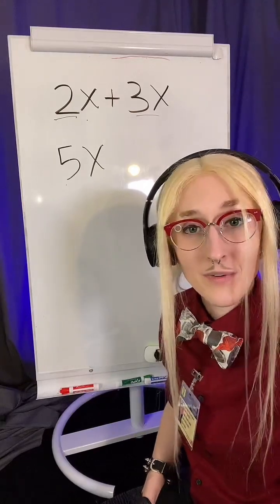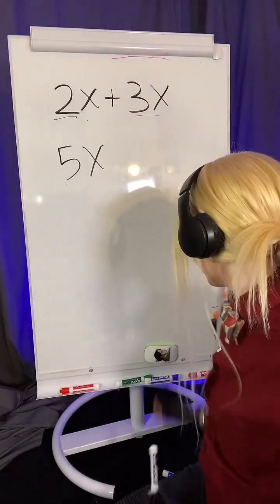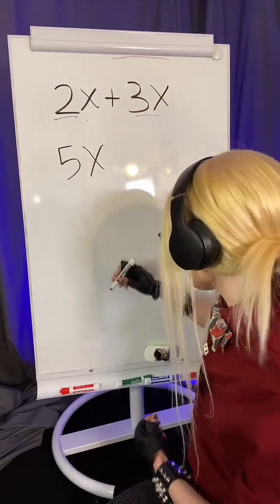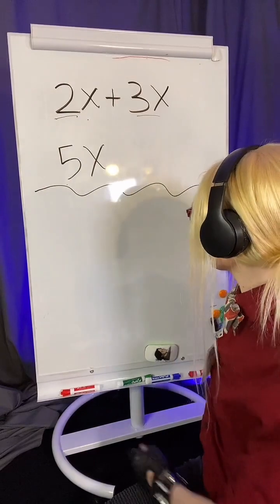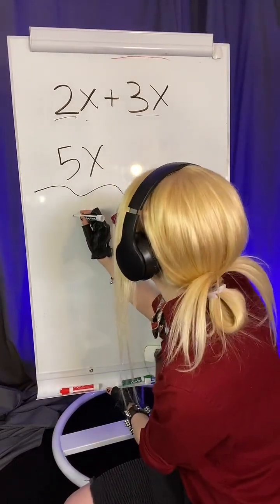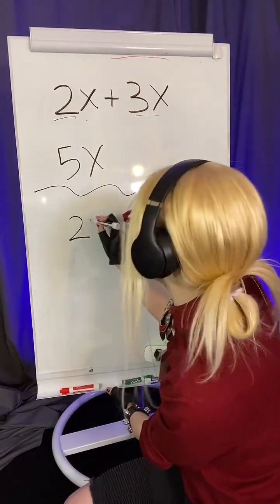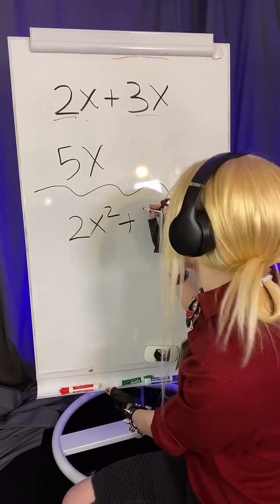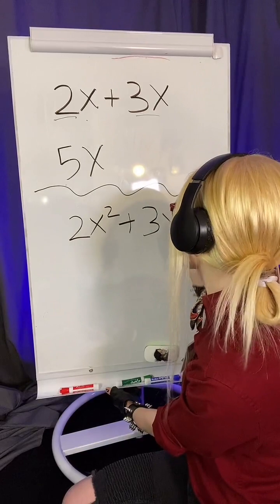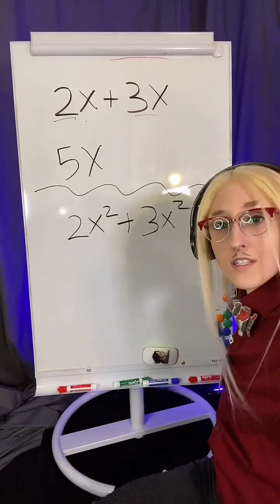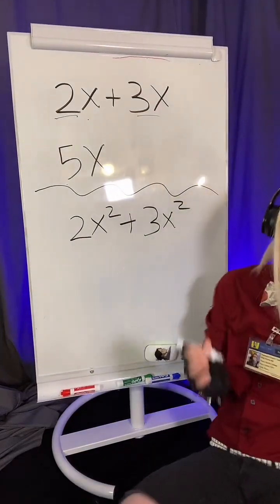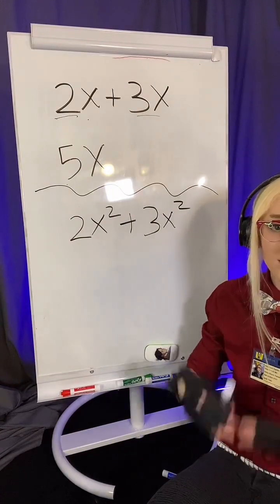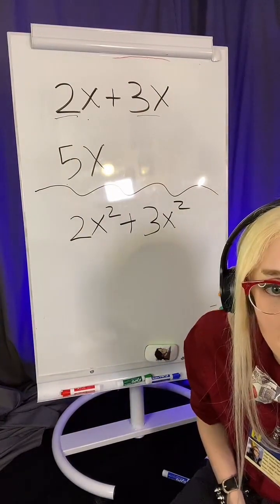Let's spice it up a little bit. It's as simple as 2 plus 3. So similarly, what if I had, we're going to keep the same numbers going because I don't want you to overthink it. What if I had 2x squared plus 3x squared? What's that going to be? What do we think 2x squared plus 3x squared is going to be if 2x plus 3x is 5x?